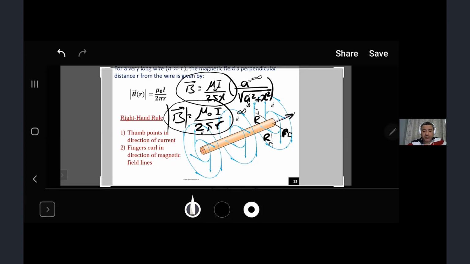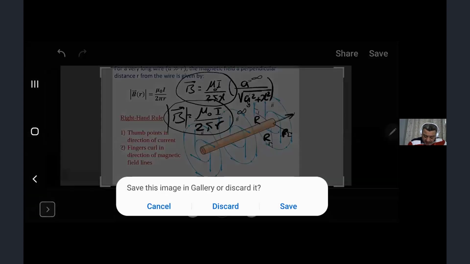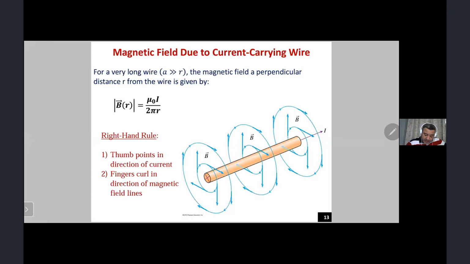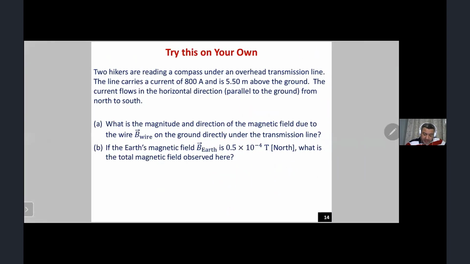Okay, so this is the magnetic field due to the infinite wire. Always remember that the right-hand rule is always applied to find the direction of the magnetic field.